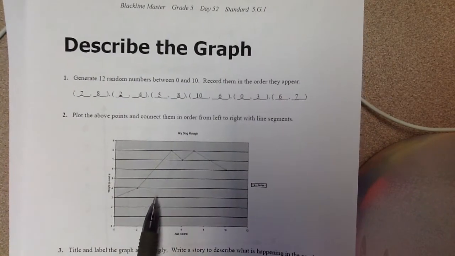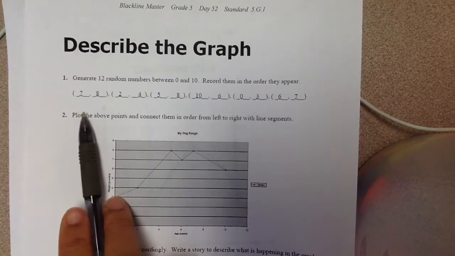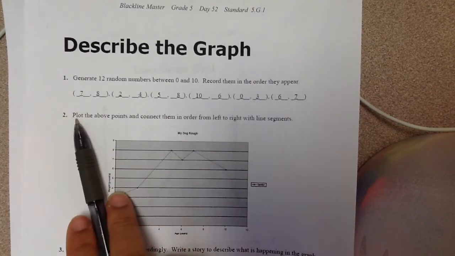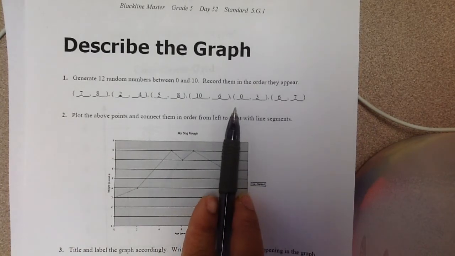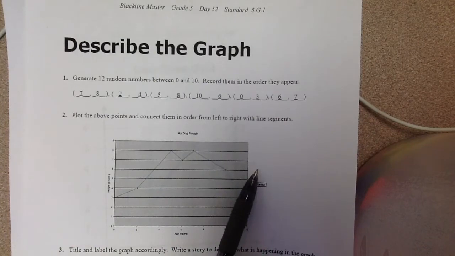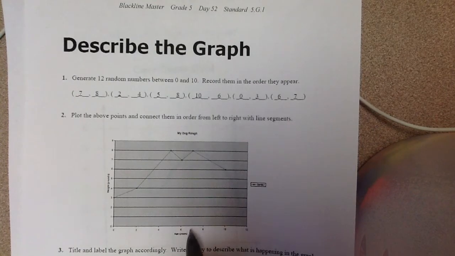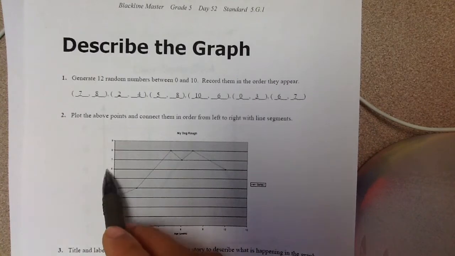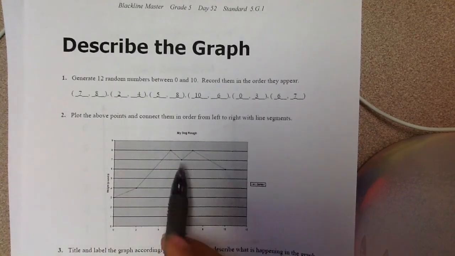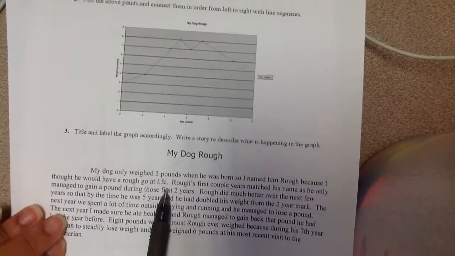And after they made all their points, they connected the line segments from left to right. Now, the reason we didn't connect these in order is because we randomly said these numbers. Okay? So they connected all the points from left to right. When they did that, they had to figure out what this graph could actually represent. What could my bottom set of numbers and my side set of numbers represent? And they titled it My Dog Ruff.